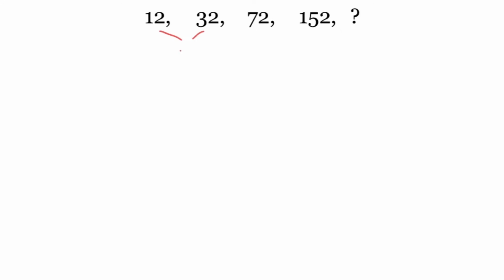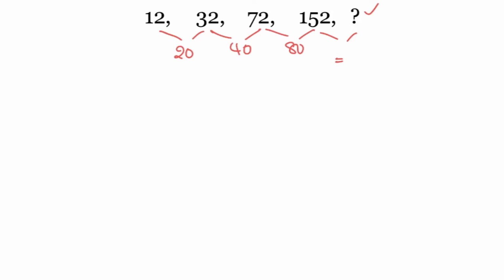Difference is 20. 12 plus 20, 32. 32 plus 40 is 72. 72 plus 80 is 152. We need to find the next difference. If we can find the next difference, we can find the next term.